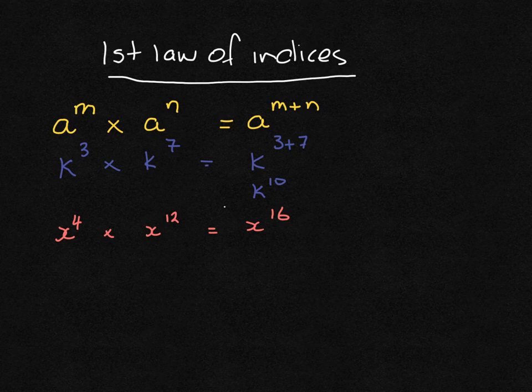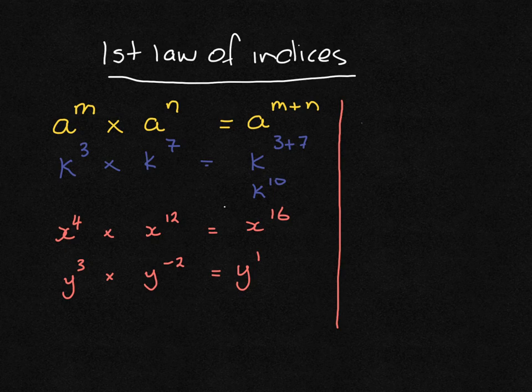And the same thing happens if you happen to have a negative. Let's say I had y to the power of 3 times y to the power of negative 2. That would equal y to the power of 1, which of course is just y. So just remember, when you're multiplying the two terms with the bases, you add the indices. Okay, let's just make this a little bit more complex. We'll come over here so we can just do a few more examples.